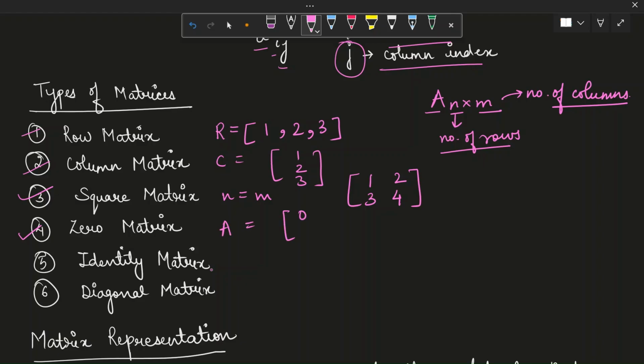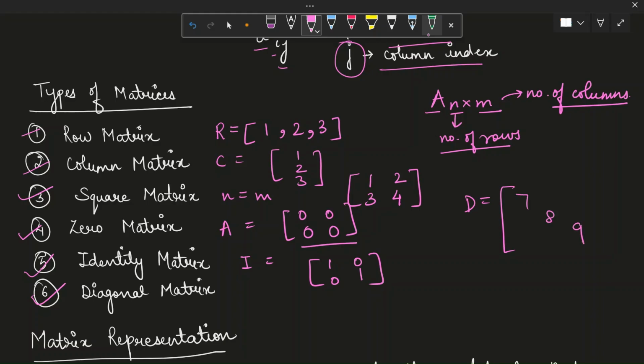So let's say we have a matrix named A, and this is a square matrix and also a zero matrix. Next is the identity matrix. That is basically a square matrix with ones on the diagonal and zeros elsewhere. Let's take its example: I, diagonal 1, else elements are 0. Then we have a diagonal matrix. A diagonal matrix is a matrix where all non-diagonal elements are 0. Let's take the example here. We have 7, 8 and 9 on the diagonal. All the rest of the elements of the matrix will be 0.